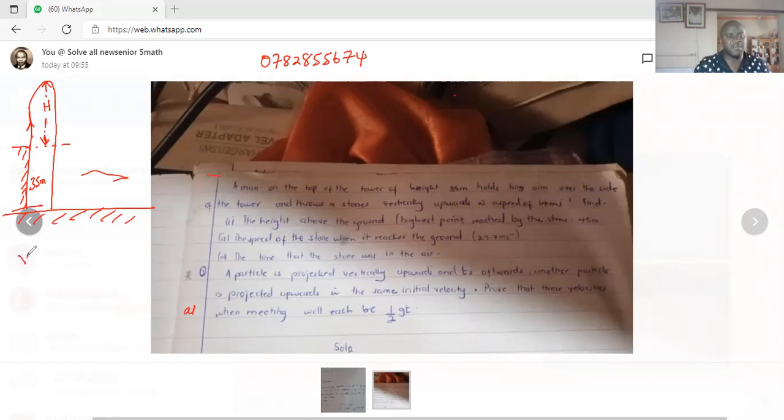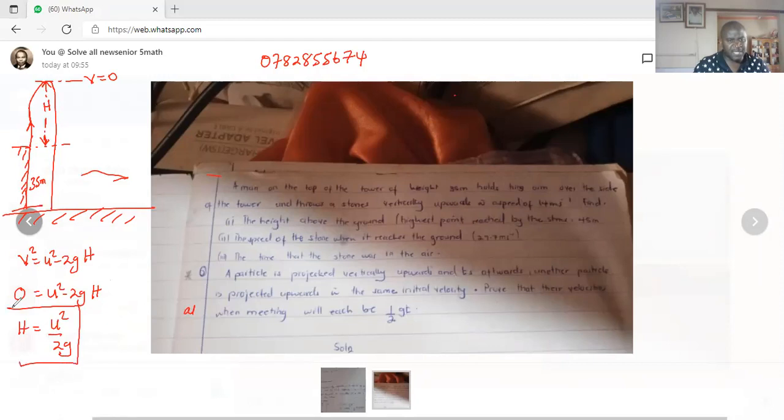We saw that maximum height can be got from v squared is equal to u squared minus 2gH. But at maximum height up here, final velocity is 0. So 0 is equal to u squared minus 2gh. I'm reviewing this for those who have come in late so that they can see how maximum height comes about. So this is the equation for maximum height. If you know it, you just substitute.